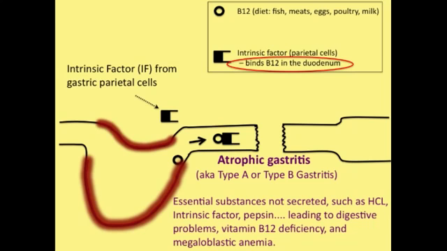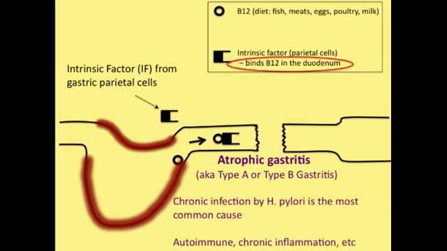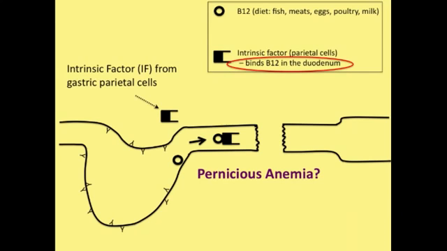And another take-home point from this discussion is the most common cause of atrophic gastritis is due to H. pylori infection. Secondary to that is going to be autoimmune and other things that cause chronic inflammation.